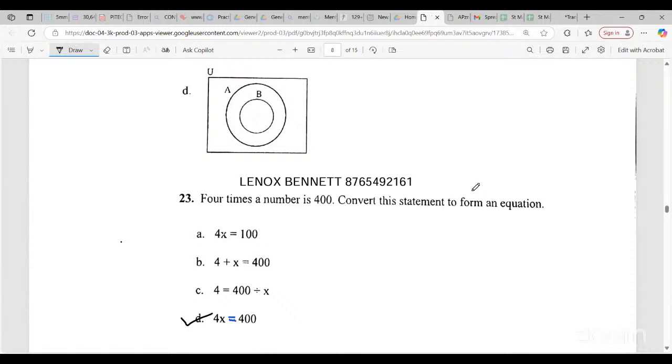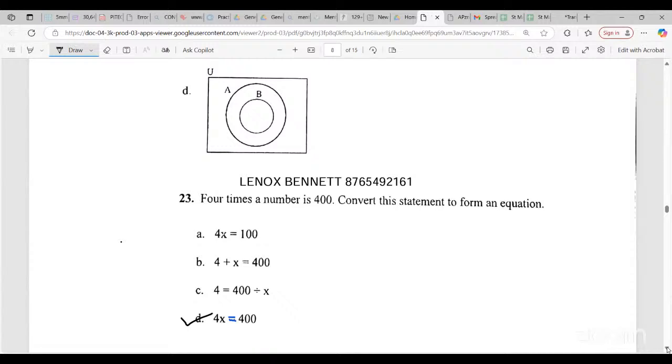Did you know that if you already know the rule for algebra, you could easily do this? Because it's saying 4 times a number equals 400. Since we go by algebra, what would be the value of x? 100. Yeah, 4 times 100, when you multiply it by 4, you get 400.